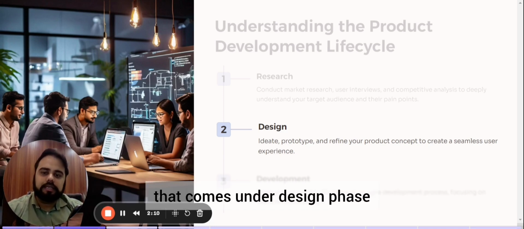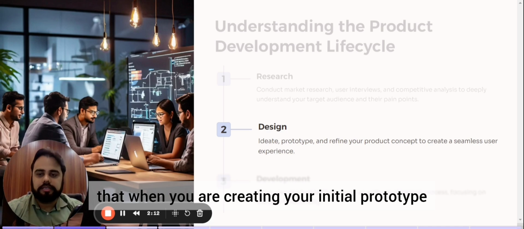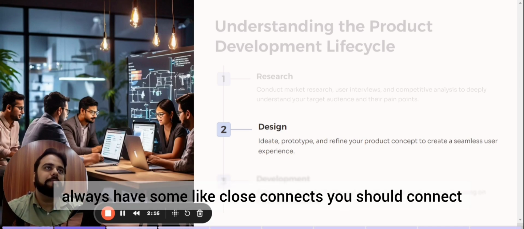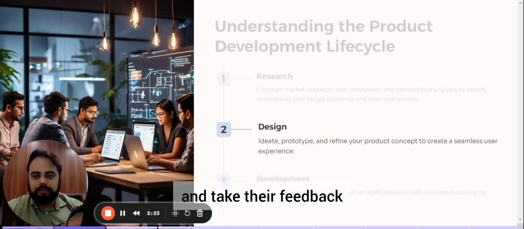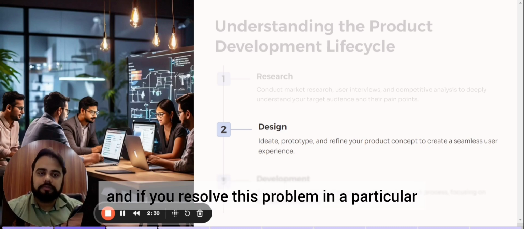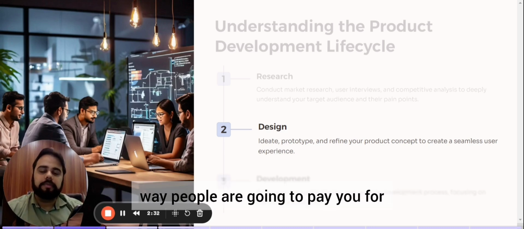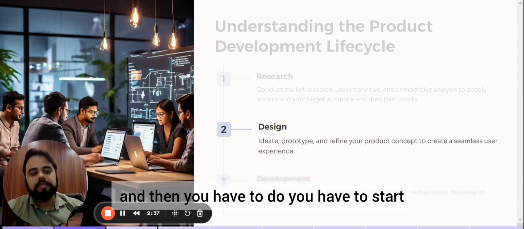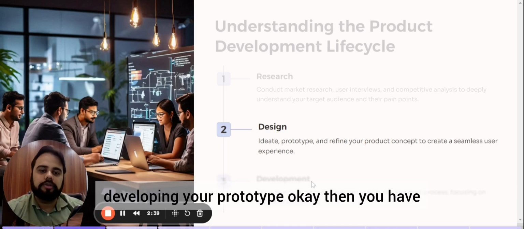That comes under the design phase. When you are creating your initial prototype, always have empathy sessions with the users, always have some close connects. You should connect and take their feedback. And if you see that yes, this problem exists, and if you resolve this problem in a particular way, people are going to pay you for that. Once this is done, design the prototype, and then you have to start developing your prototype.